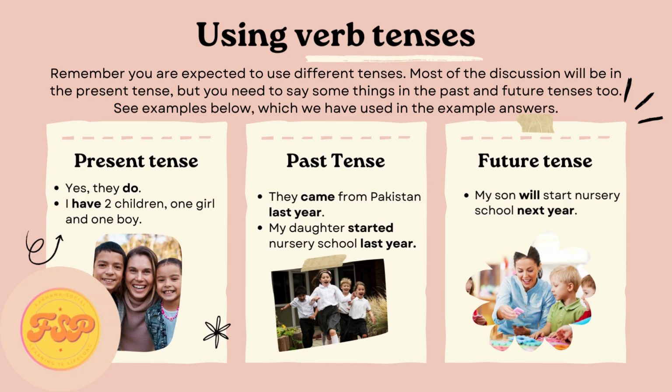For the future tense, in our example, we have used "My son will start nursery school next year." So the word "will" tells you that this sentence is in the future, and also next year, obviously, tells you that it's in the future.